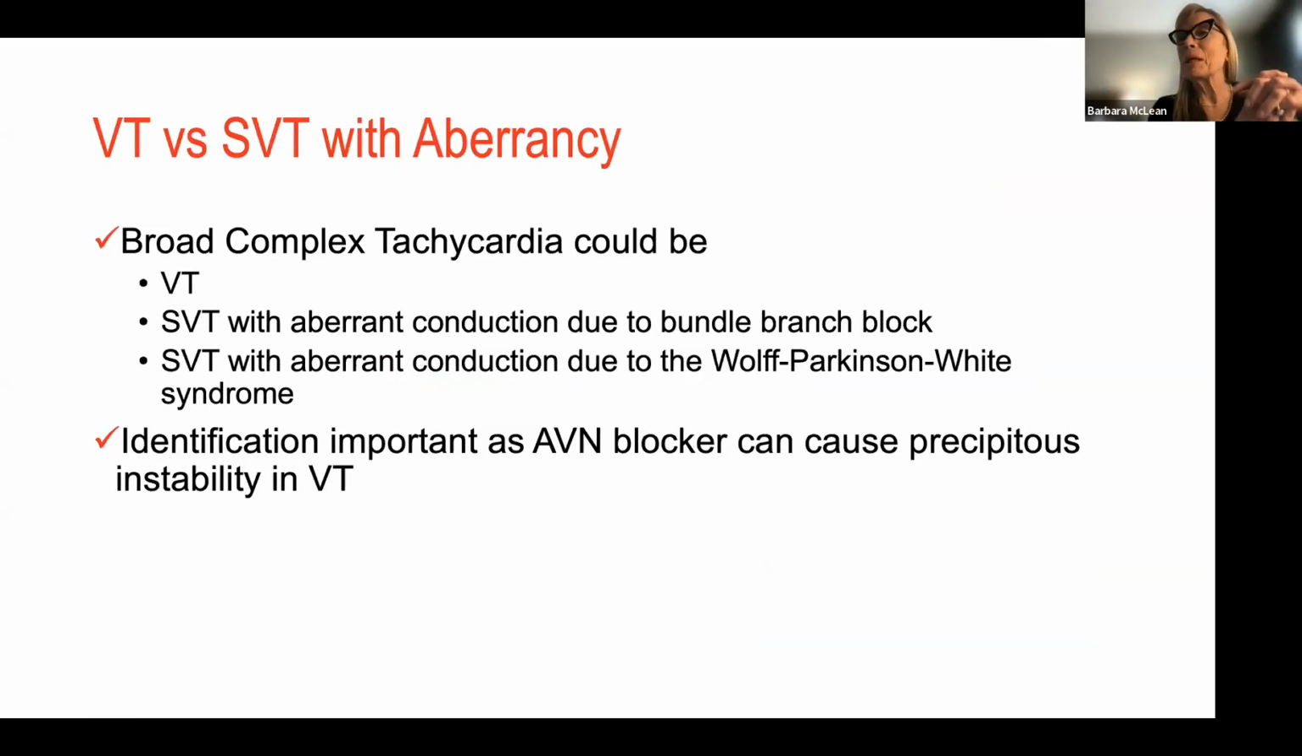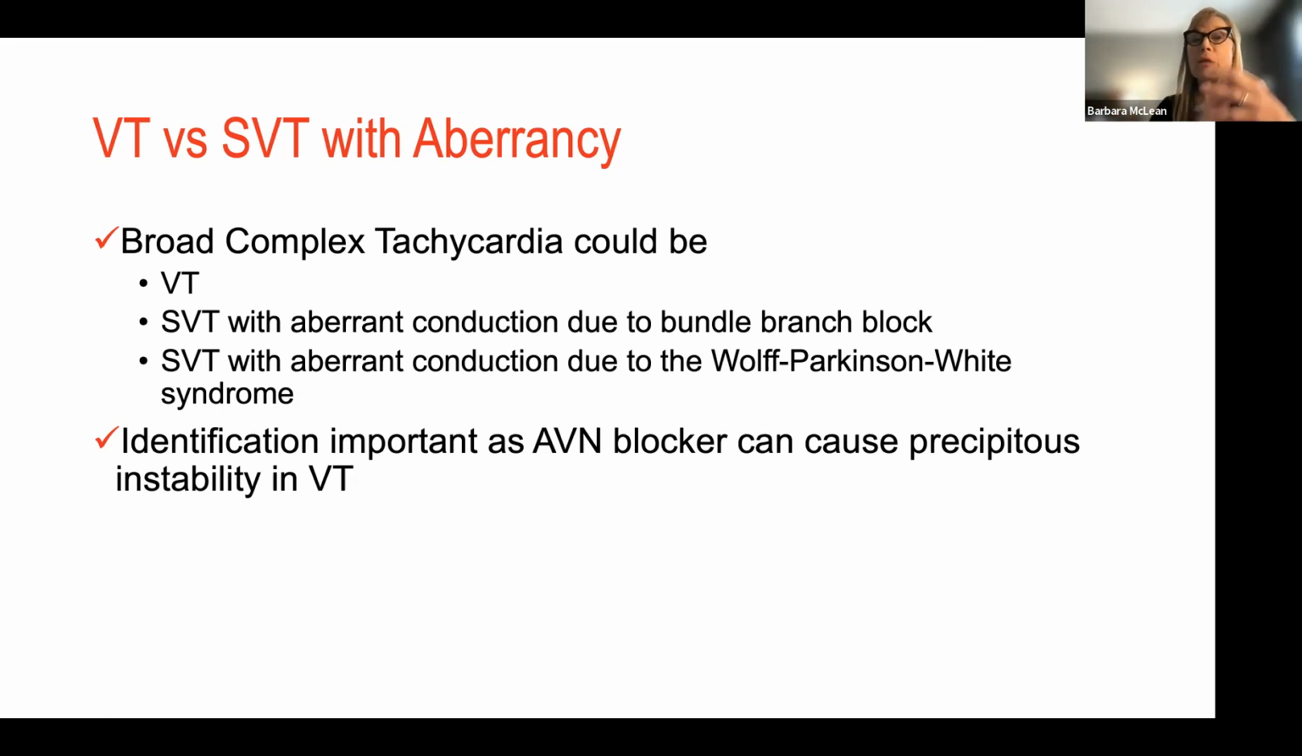Always really important when we see a rapid rhythm, of course, our first question is: is it narrow or is it wide? And always reminding ourselves that if you're tachycardic and wide, there are a couple of things we want to look at. Is this possibly VT? Well, in that case, it's okay. Cardiovert, give amiodarone. If it's SVT with aberrant conduction due to bundle branch block, it's okay. You can give amiodarone, you can cardiovert.